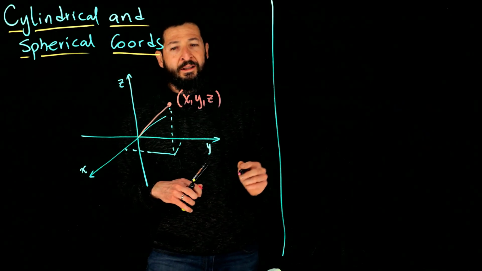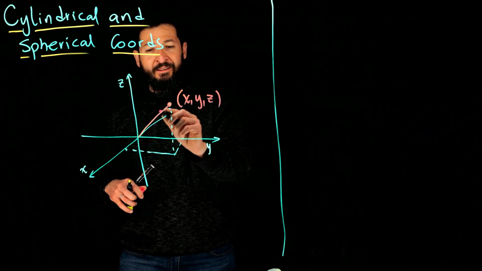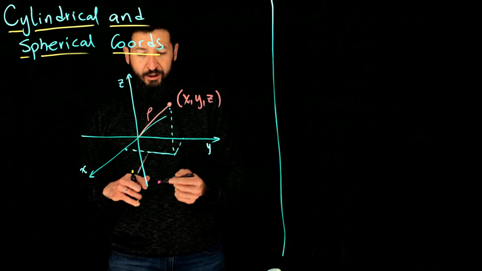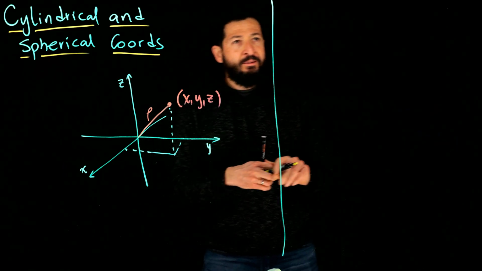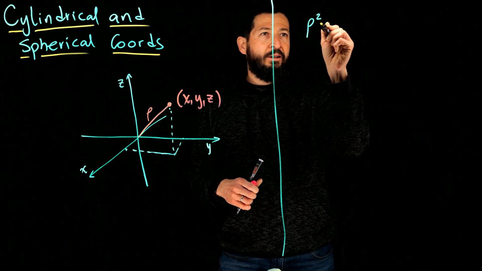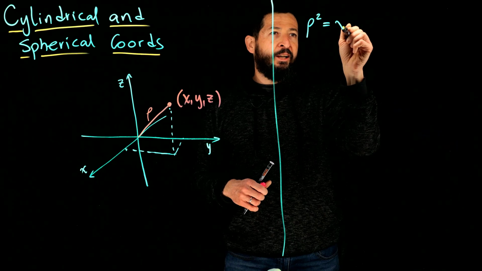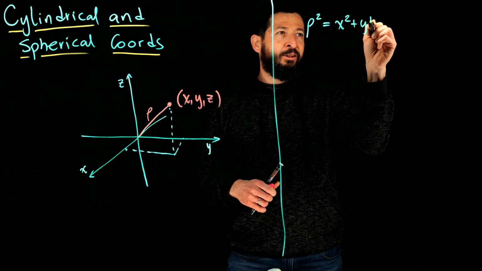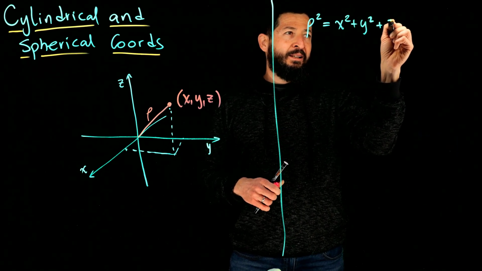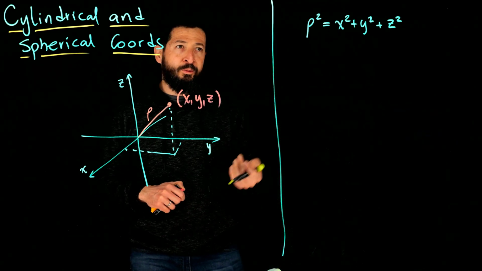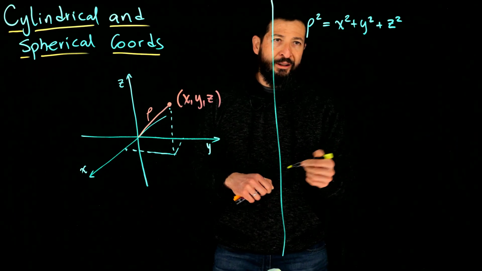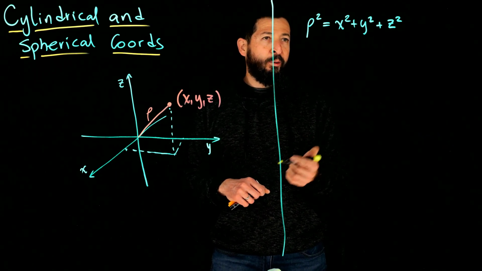For spherical coordinates, I'm going to measure this distance. I'm going to call it rho. So by the Pythagorean theorem applied twice, rho squared is going to be equal to x squared plus y squared plus z squared. And that's why, in my other example, I said if you had a z squared, then you don't prefer cylindrical coordinates, you prefer spherical coordinates, because that just becomes rho squared.